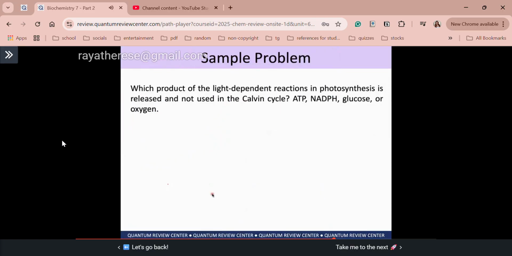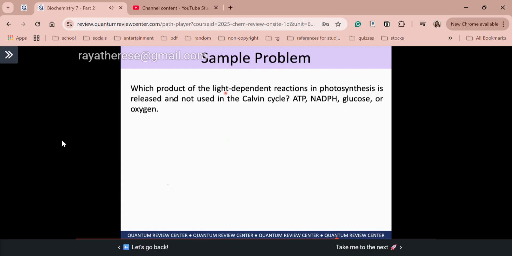So now we proceed with our last sample problem here in our discussion on photosynthesis. Class, let's read the problem. Which product of the light-dependent reactions in photosynthesis is released and not used in the Calvin cycle? So class, we are highlighting here non-cyclic photophosphorylation of the light-dependent reactions. Because again, it is tightly linked to our Calvin cycle, providing your energy products. Of course, I will not look at the answer yet.